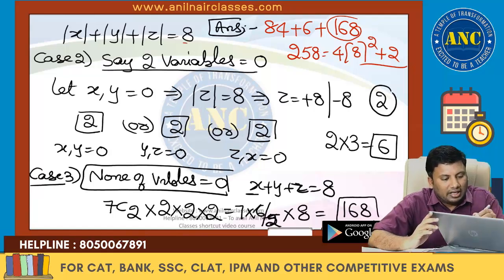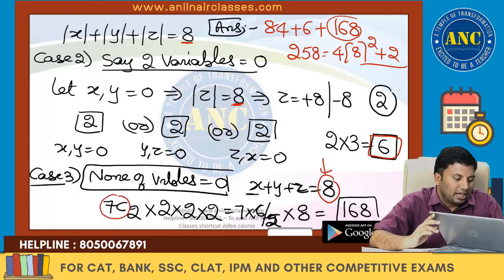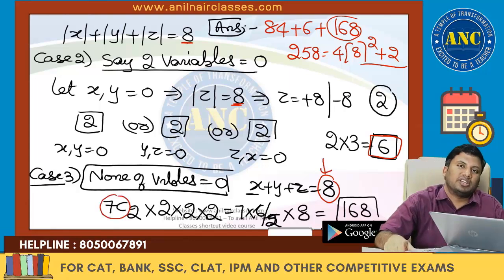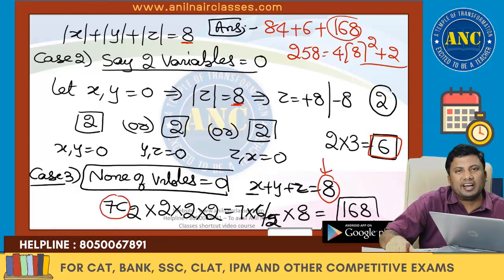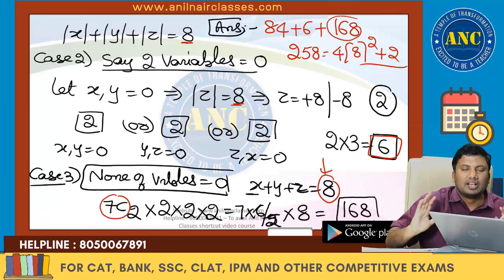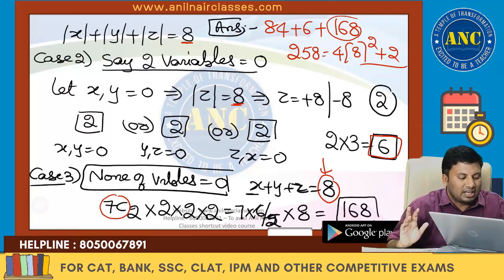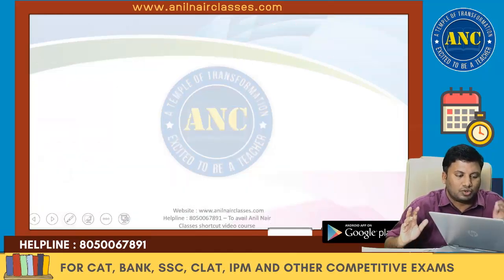Instead of 8 here, if it is P, what is the answer I got? 2 into 3 equivalent to 6 will be common. Here it is 7C2; here it will be P minus 1C2. I hope the idea is clear. So instead of 8, wherever it is there, substitute P, you will get the answer. Idea clear? Single step. Case 1, case 2, case 3.